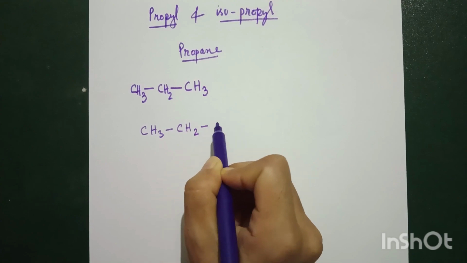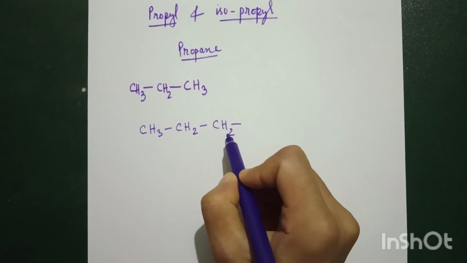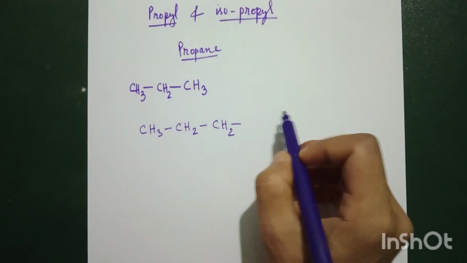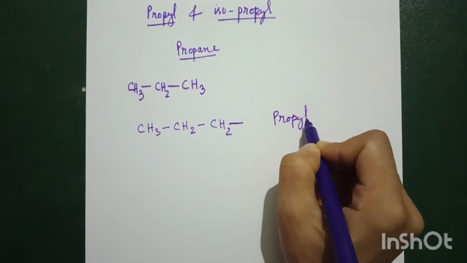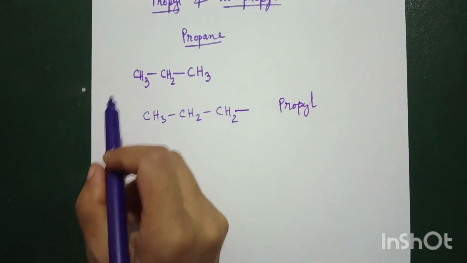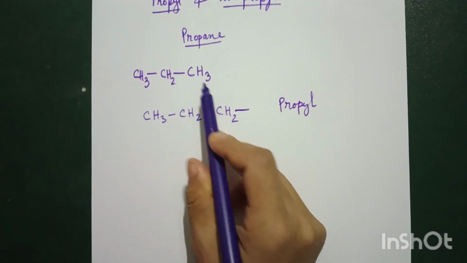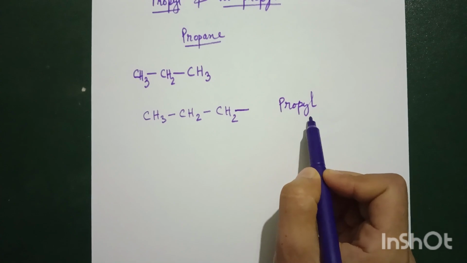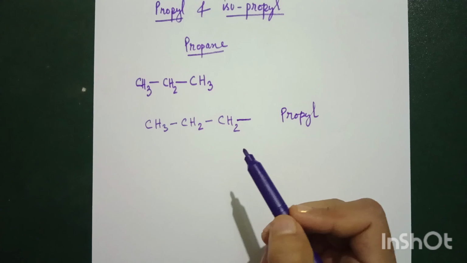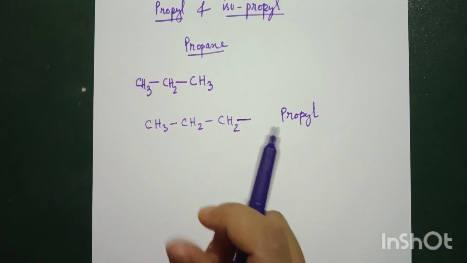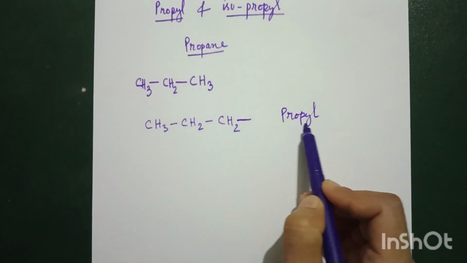So CH2, let us remove from here. Now removing one H from your propane, it turns into what? It turns into propyl. You can remove from either end, both are the same. So I have removed from this end, and this turns into propyl. So what is propyl, or what is alkyl? Removing one hydrogen from the parent alkane, that means the normal alkane, is called your alkyl. Here this is propane, so it turns into propyl.